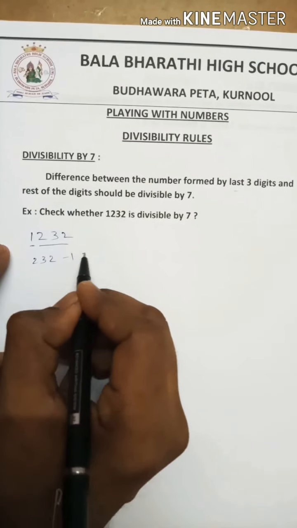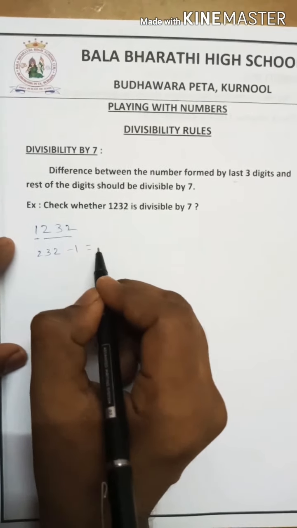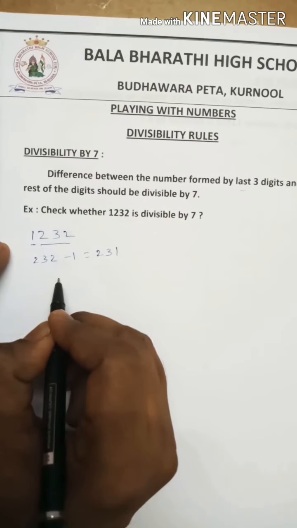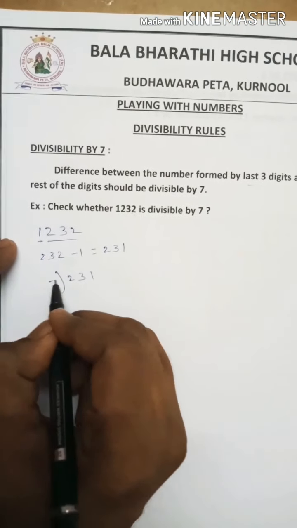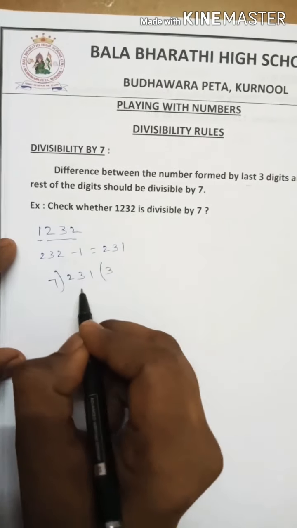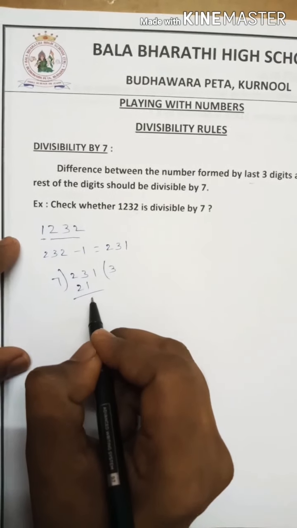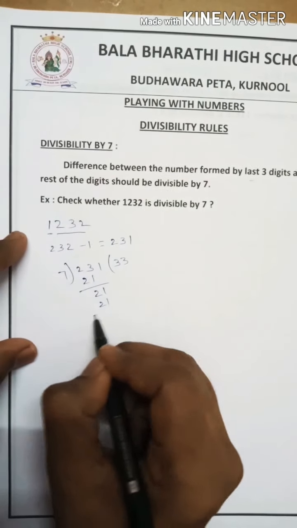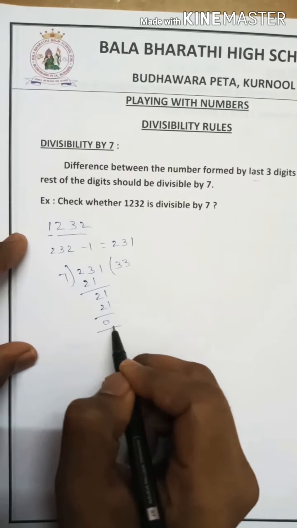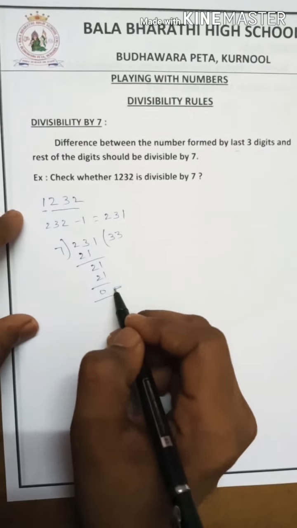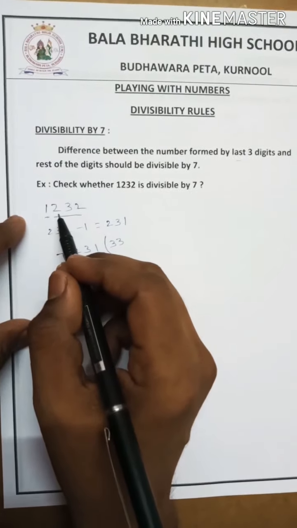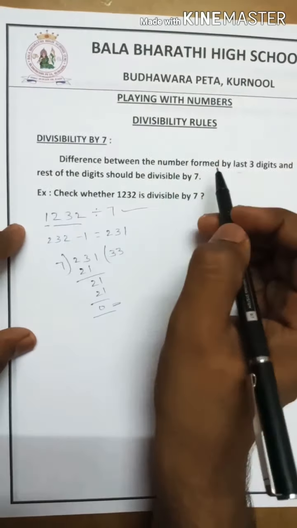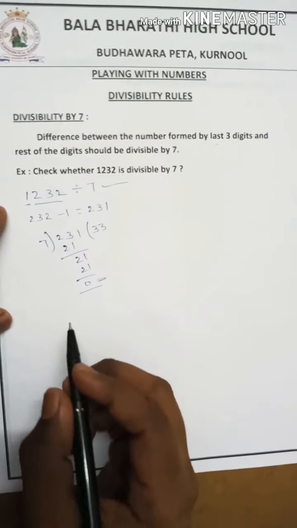232 minus 1. What is 232 minus 1? 231. Now check whether 231 is divisible by 7 or not. 7 3s are 21. 3 minus 1 is 2. Bring down 1 here. Again 7 3s are 21. 21 minus 21 is 0. So therefore we got remainder 0. So from this we can say that 1232 is divisible by 7 according to this rule. Let us see some more examples.